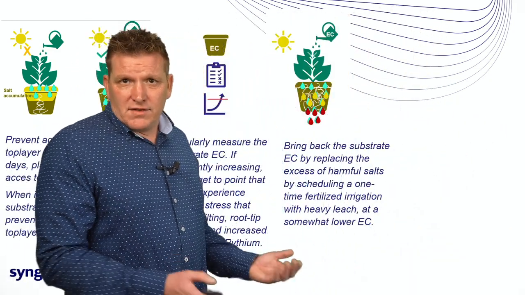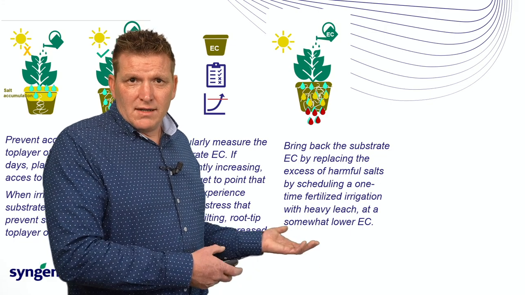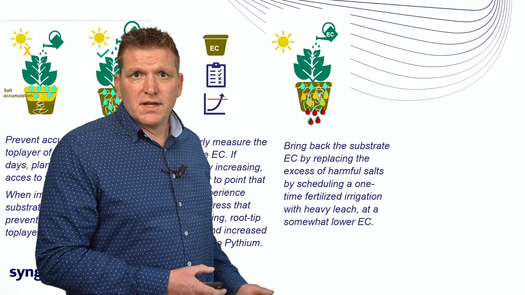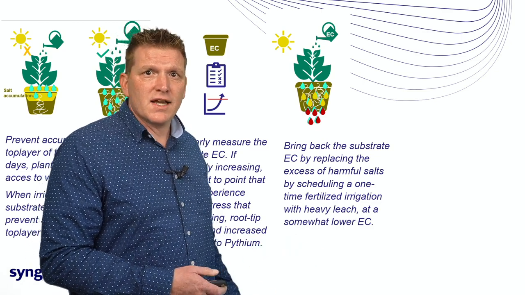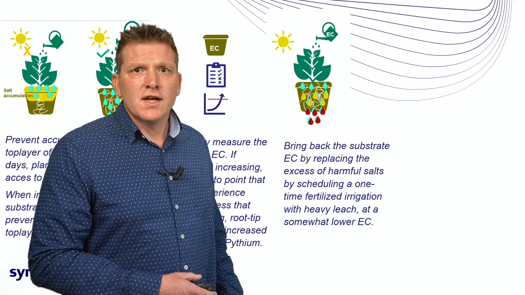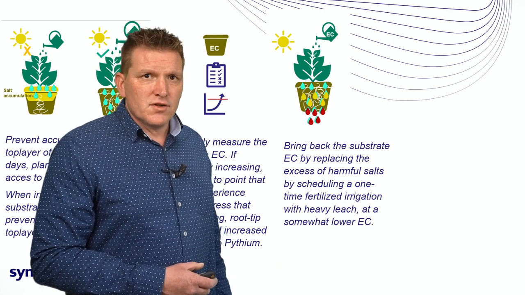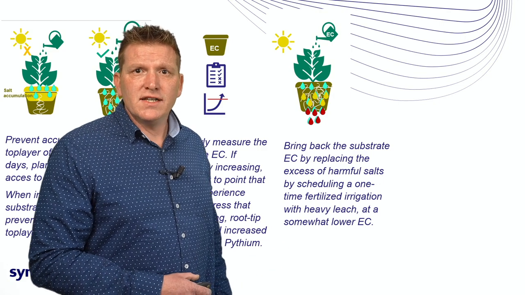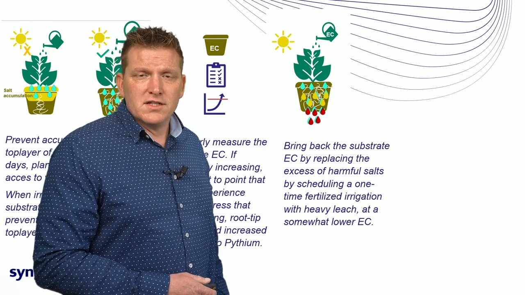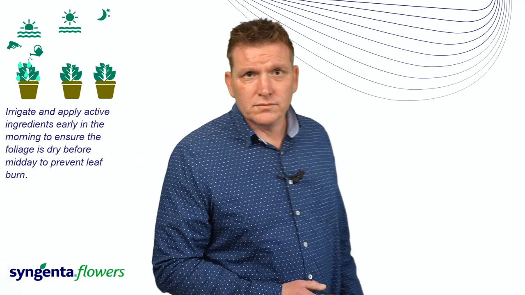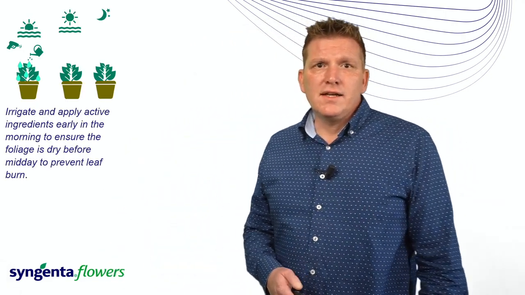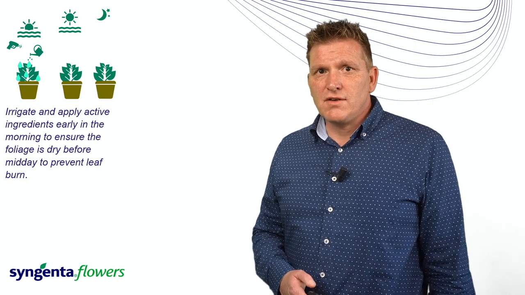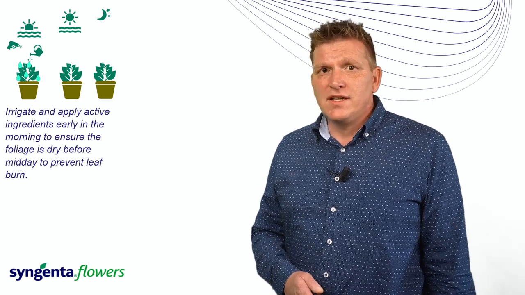And if that is occurring, so high EC in your pots and your plants are having stress because of that, bring back the substrate EC by replacing excess of the harmful salts by scheduling a one-time fertilized irrigation. Do that by a heavy leach at a somewhat lower EC. Irrigate and apply active ingredients early in the morning so that the foliage is dry before midday to prevent leaf burn.